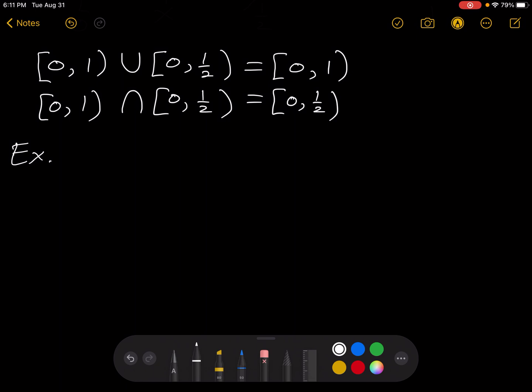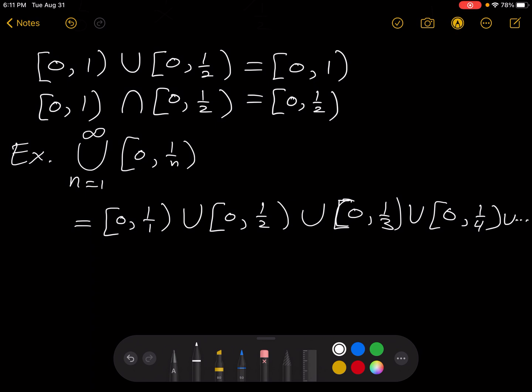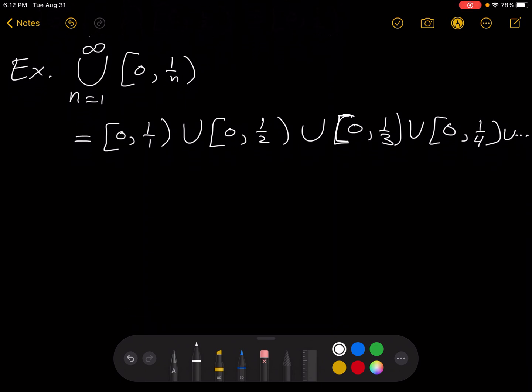So let's look at the union first. This is equal to [0, 1 over 1) union the interval from 0 to 1/2, union the interval from 0 to 1/3, union the interval from 0 to 1/4, and so on. Let's do a similar thing. I'll draw out each of these four. Remember, there are infinitely many of them, but you'll get the concept if we just see four of them.